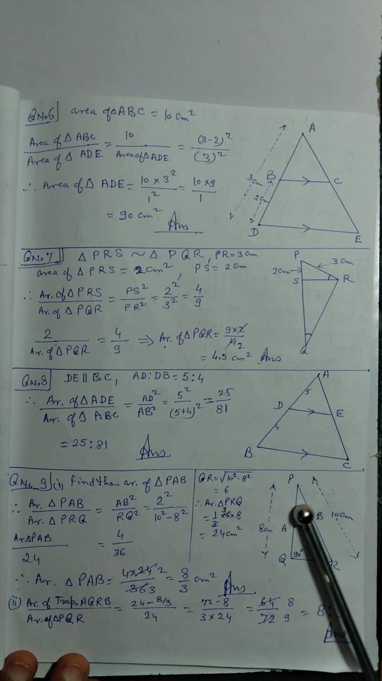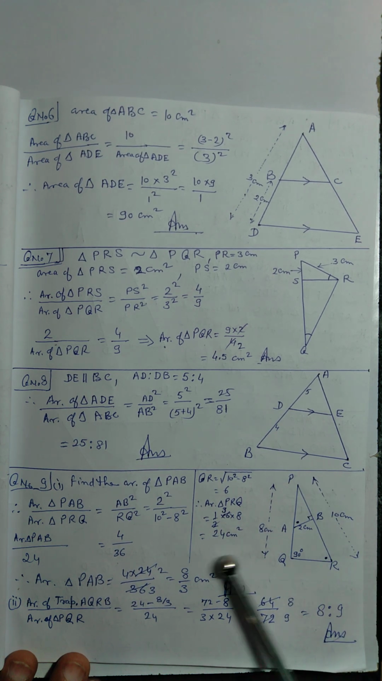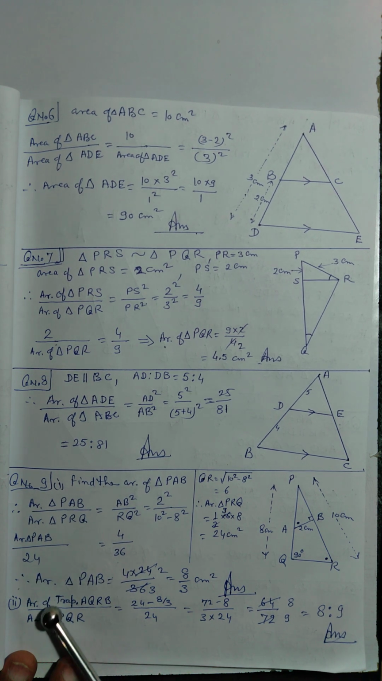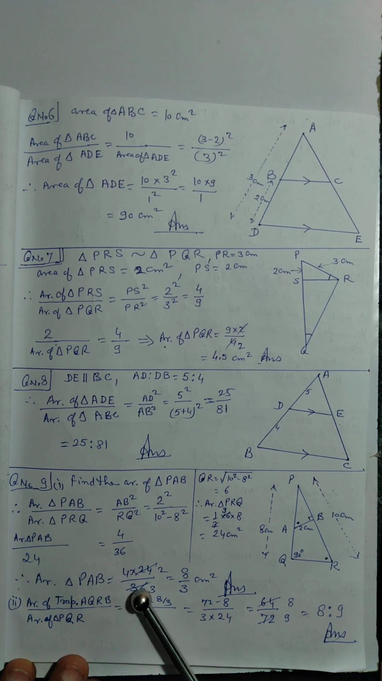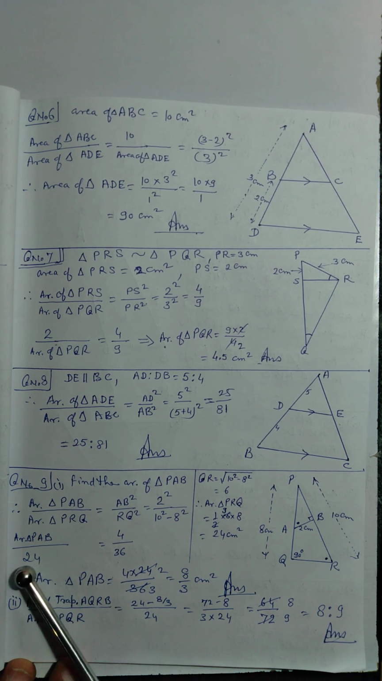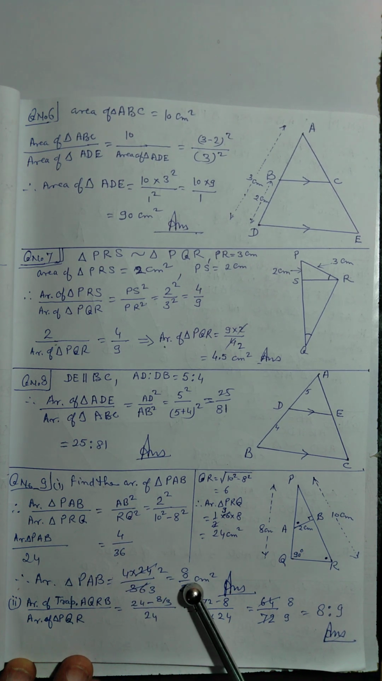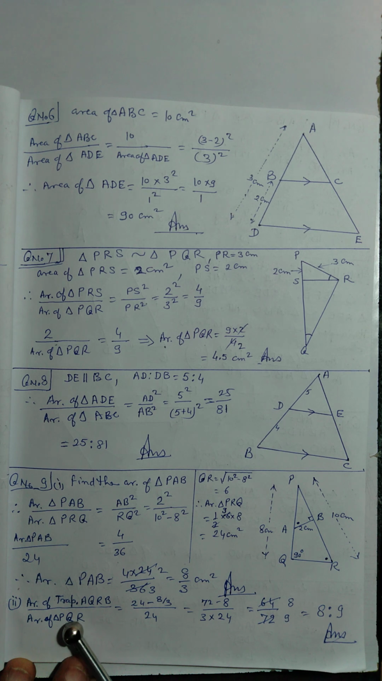So the area of PRQ will be equal to 24. So I have written here 24. So the area of triangle PAB, that will be equal to 4 into 24 क्रॉस मल्टीप्लाई कीजिए, 4 into 24 divided by 36, ultimately you solve it you will get 8 by 3 square centimeters.